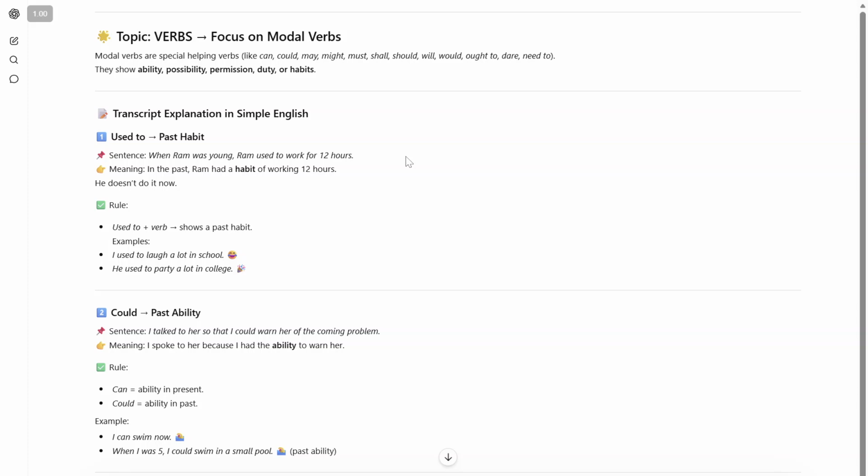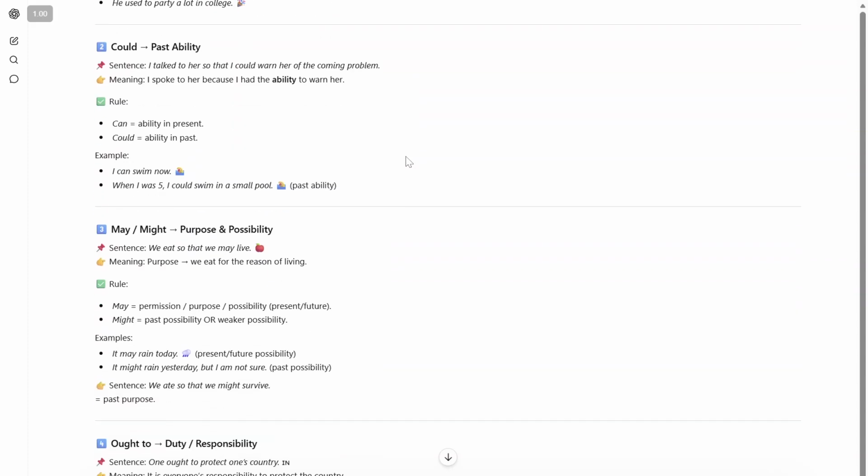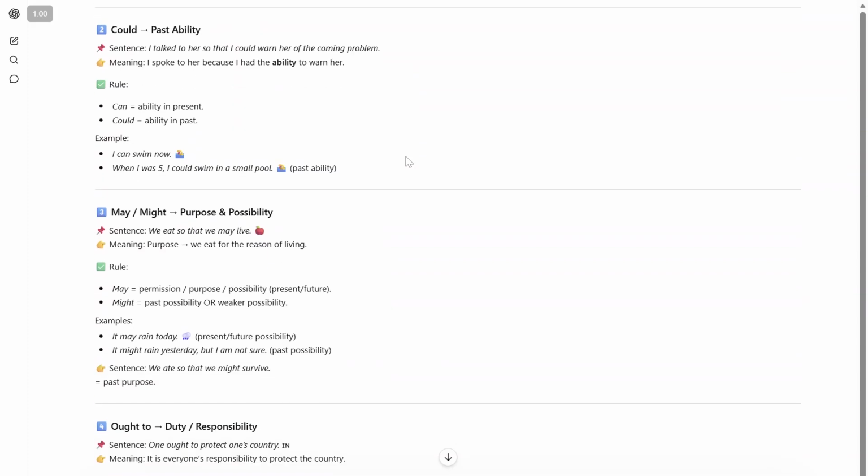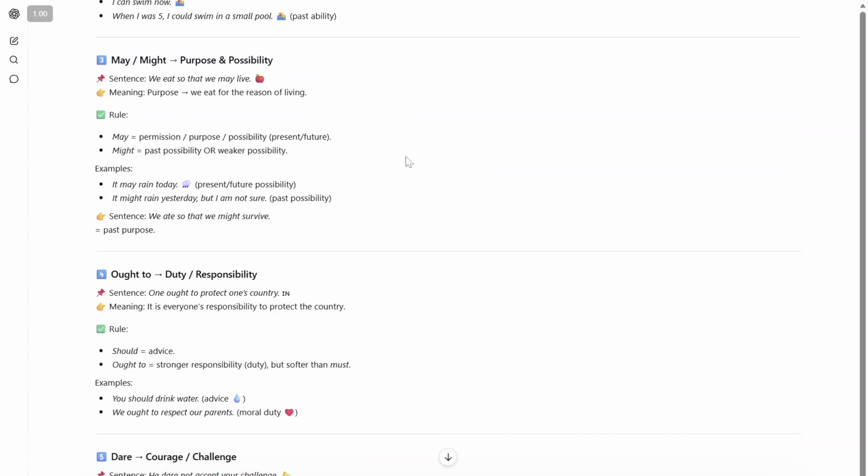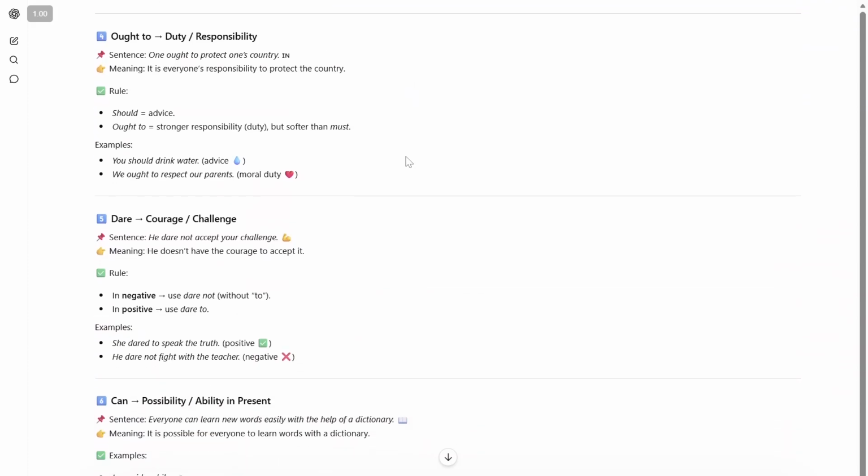Past ability. May, might: purpose and possibility. Sentence: We eat so that we may live. Meaning: purpose, we eat for the reason of living. Rule: may equals permission, purpose, possibility in present and future. Might equals past possibility or weaker possibility. Examples: It may rain today, present or future possibility. It might rain yesterday, but I am not sure, past possibility. Sentence: We ate so that we might survive, past purpose.